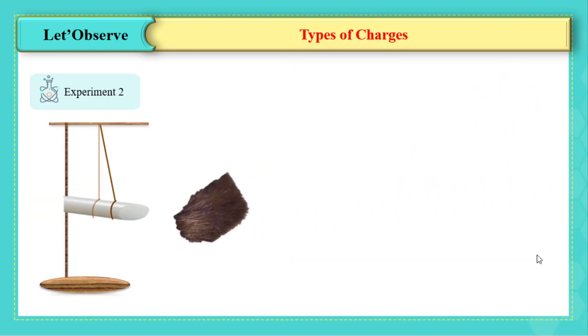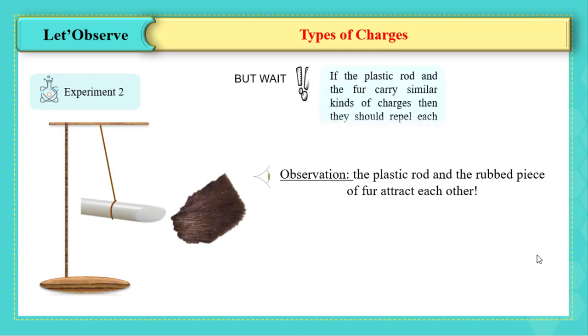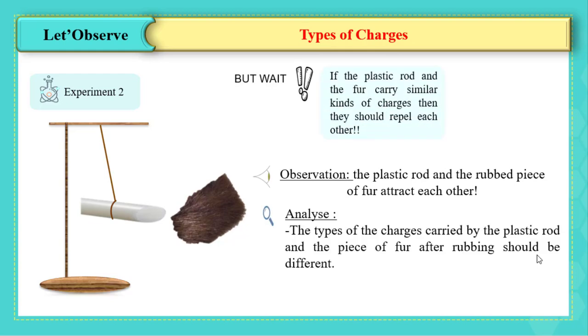Now approach the piece of rubbed fur towards the plastic rod. We observe that the plastic rod and the rubbed piece of fur attract each other. But wait, if the plastic rod and the fur carry similar kinds of charges, then they should repel each other. So we conclude here that the types of the charges carried by the plastic rod and the piece of fur after rubbing should be different.